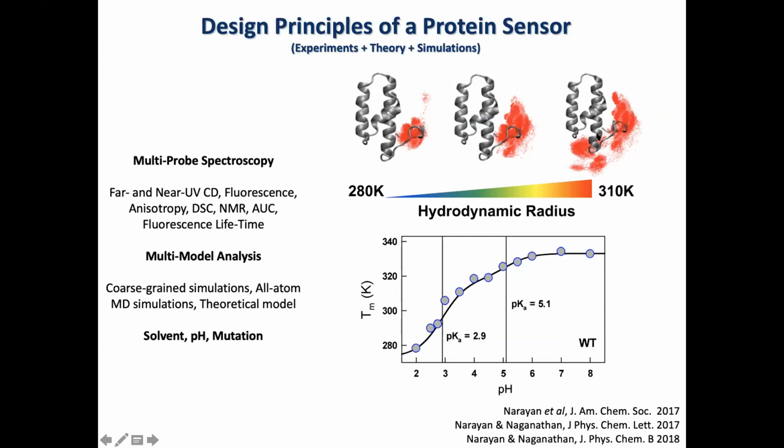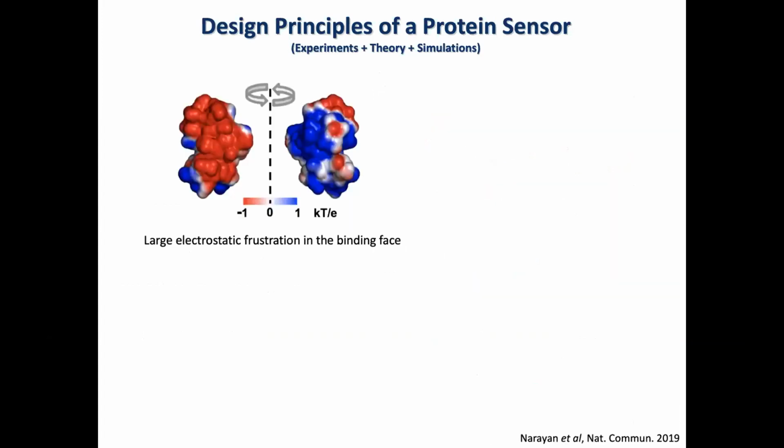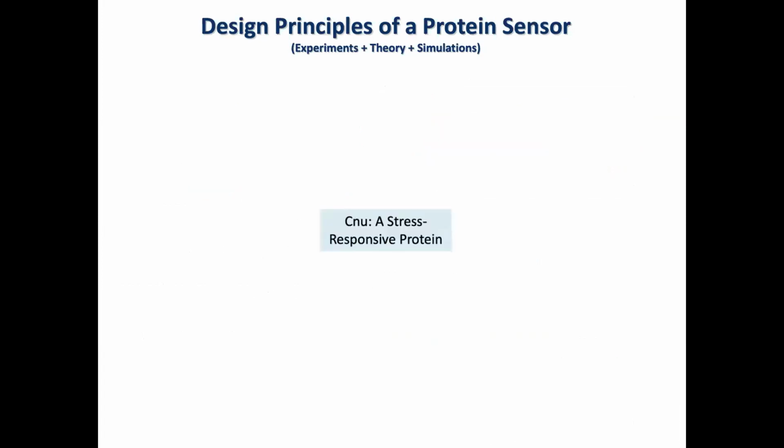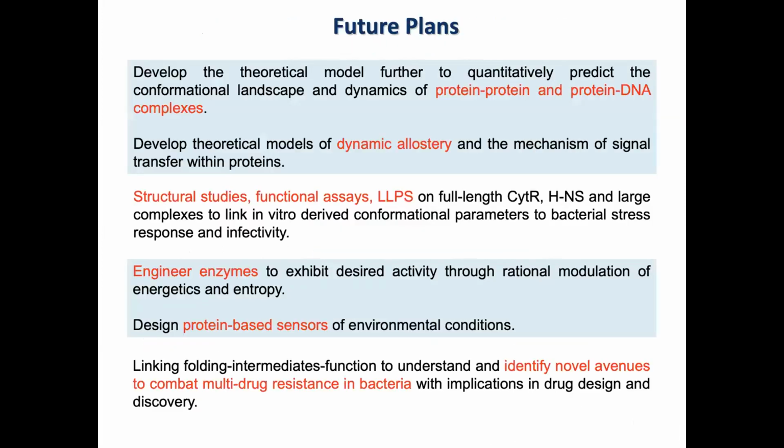And interestingly, this is the particular region that binds this partner HNS. So effectively at higher temperature, this interface is not well defined. So this complex is unable to form, and hence it's unable to bind to DNA and regulate expression. So this is just an example. And we also use this as a sensory protein for ionic strength and pH and so on and so forth. And I'll skip this part.